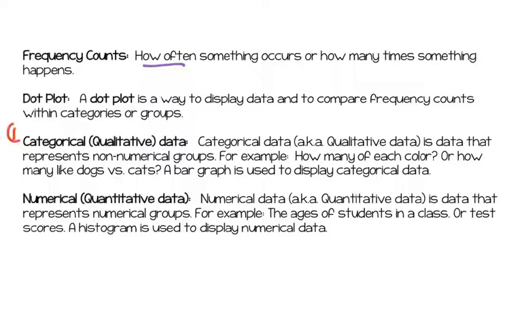And so let's talk first about categorical. Categorical is also called qualitative data, and a way to remember that is just it's like categories. And it's data that can represent non-numerical groups, like what's your favorite animal, or how many of each color car is in the parking lot, and so you say red, blue, green. And so that's when you have non-numerical data.